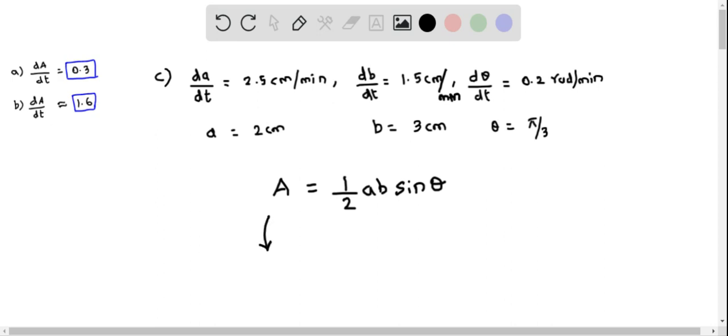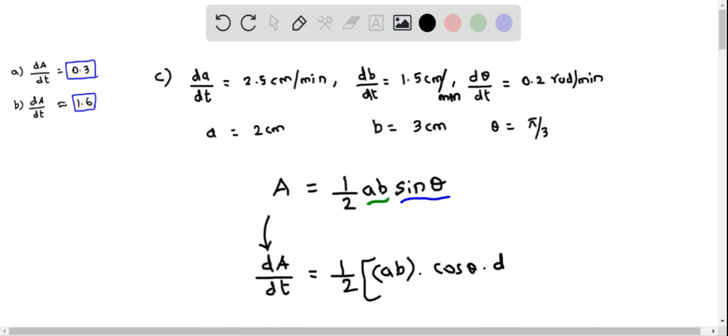So when we differentiate the area with respect to time, that is dA over dt, we put this half, and we have to consider the product rule of differentiation. First we consider ab as the first term and sine theta as the second term, and then apply the product rule. I write down ab first, multiplied with the derivative of sine theta, which is cosine theta times d theta over dt, plus now I put the sine theta and then multiplied with the derivative of ab.